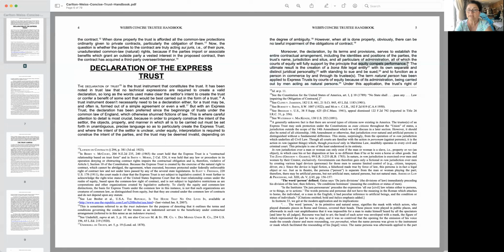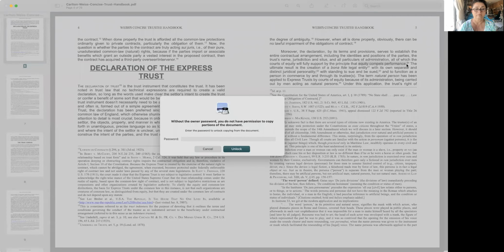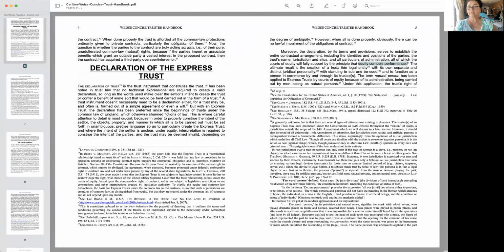That is a maxim of law. Equity compels performance. I like that. All right.